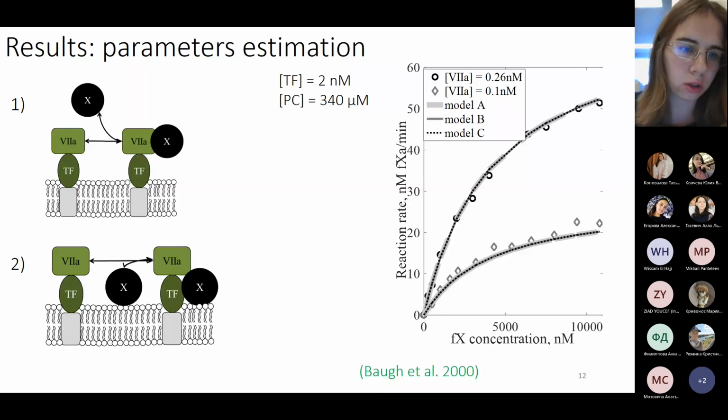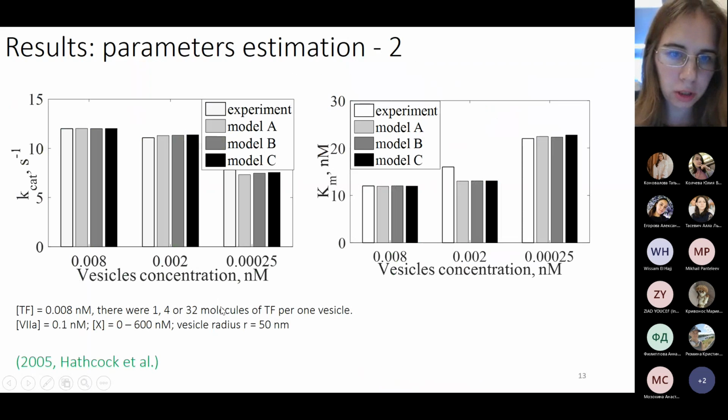Now we have another reaction. It is reaction two, and here we have two more unknown parameters, and so we estimate those parameters by fitting the same three models using different data. Those data were gained on the surface of phosphatidylserine containing vesicles. So those vesicles can bind factor 10. So we switched on the binding of factor 10 to the vesicle surface. And again, we fit all three models to those experimental data, and parameters were estimated. Again, for models B and C, those parameters were the same because those models deal with surface densities, and model A deals with concentrations, so parameters are different.